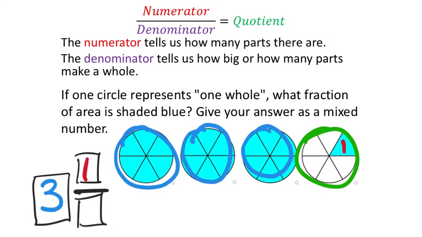How many pieces are there, though? There's 1, 2, 3, 4, 5, 6. I went clockwise. Some people say counterclockwise. In any case, there's still 6 pieces. That tells you that's the sizes of each piece. It's a sixth of the pizza.